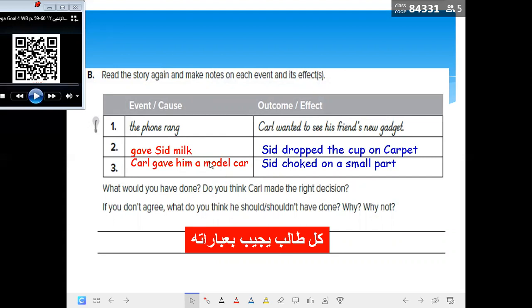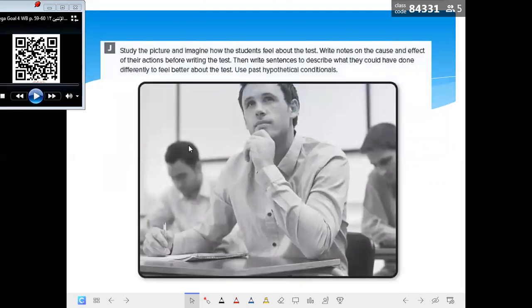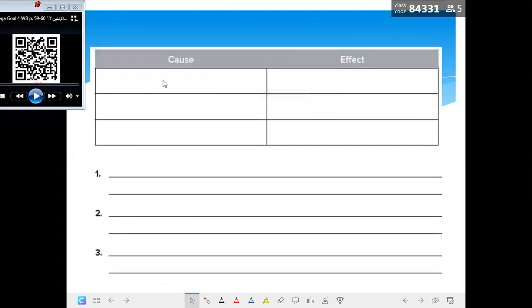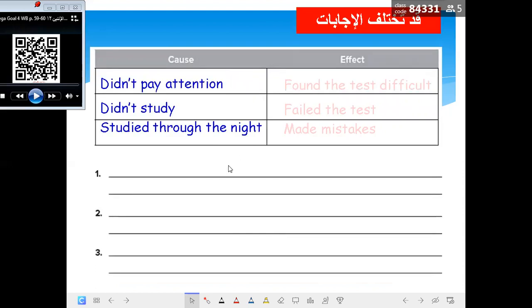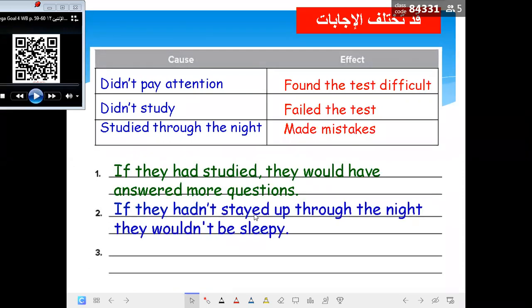Okay, now let's go to page 63. Here I told you to look carefully at this picture and write your notes to describe how the students feel about the test. At first I told you to fill in this chart, then write your sentences here. I will show you the answers, but the answers may be different, my dear students. So I want you to pay attention when you check your exercise or your homework.